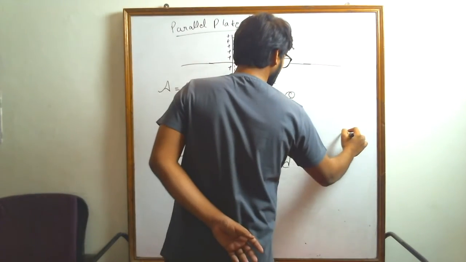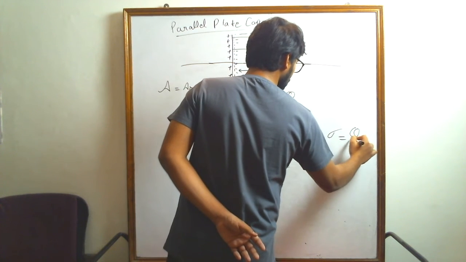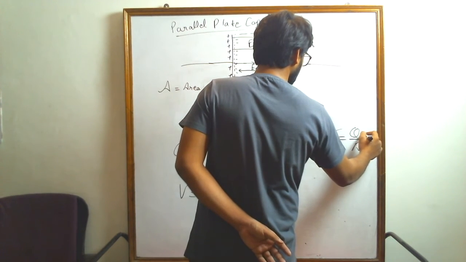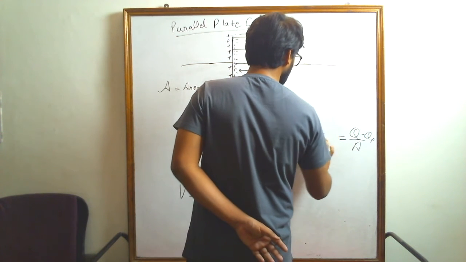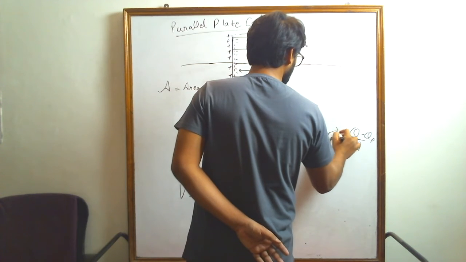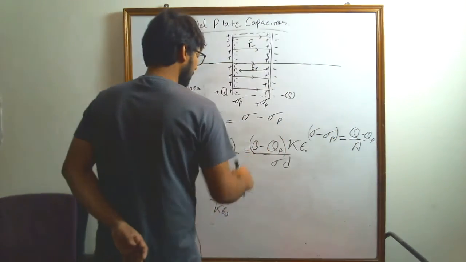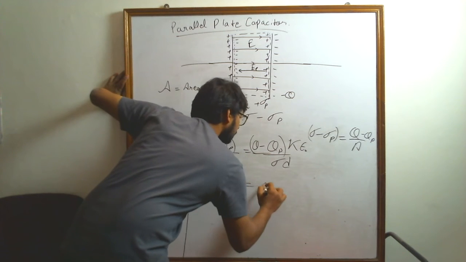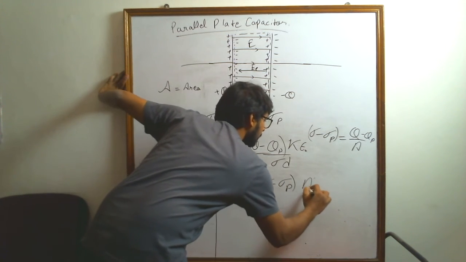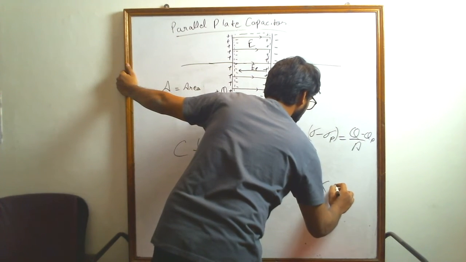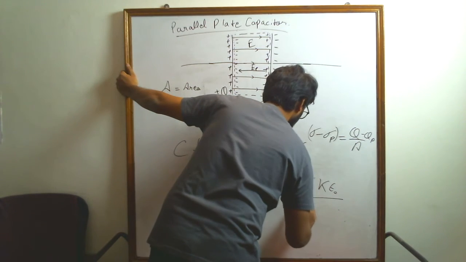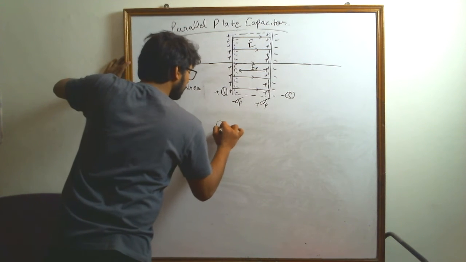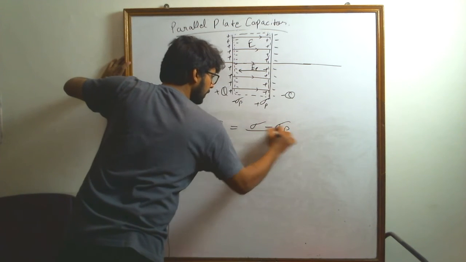So once I have Q minus QP, how much would that be? Sigma is equal to Q upon A, so the A remains the same. So I will have Q minus QP equal to sigma minus sigma P on both the sides into A. So I will multiply this with sigma minus sigma P into A, k epsilon naught upon sigma d, would be finally E equal to sigma minus sigma P upon epsilon naught.